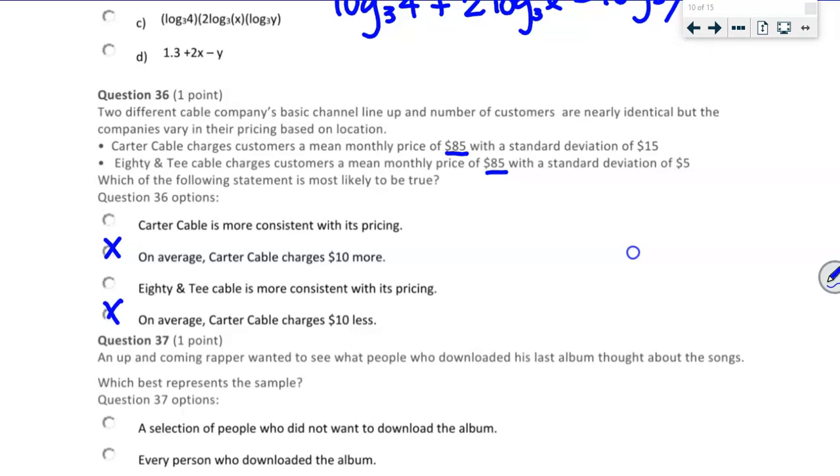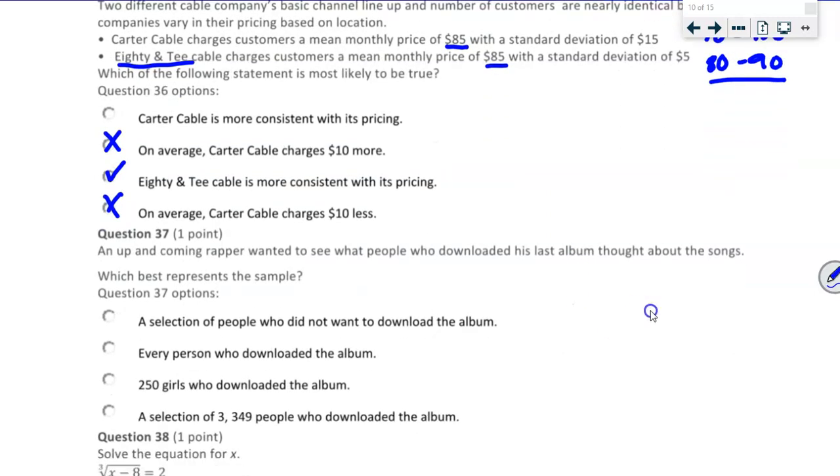So what we want to find out is which one has the more consistent pricing. So what I'm going to do is add and subtract the standard deviation 15 from 85. That's going to give me 70 to 100. And then AT&T Cable is more consistent with its pricing. So we want to subtract 5 from 85 and add 5. So that would be 80 to 90. So which one has the most consistent pricing? Obviously that would be AT&T, right? Because they got the smaller range. So this is the answer. Okay?